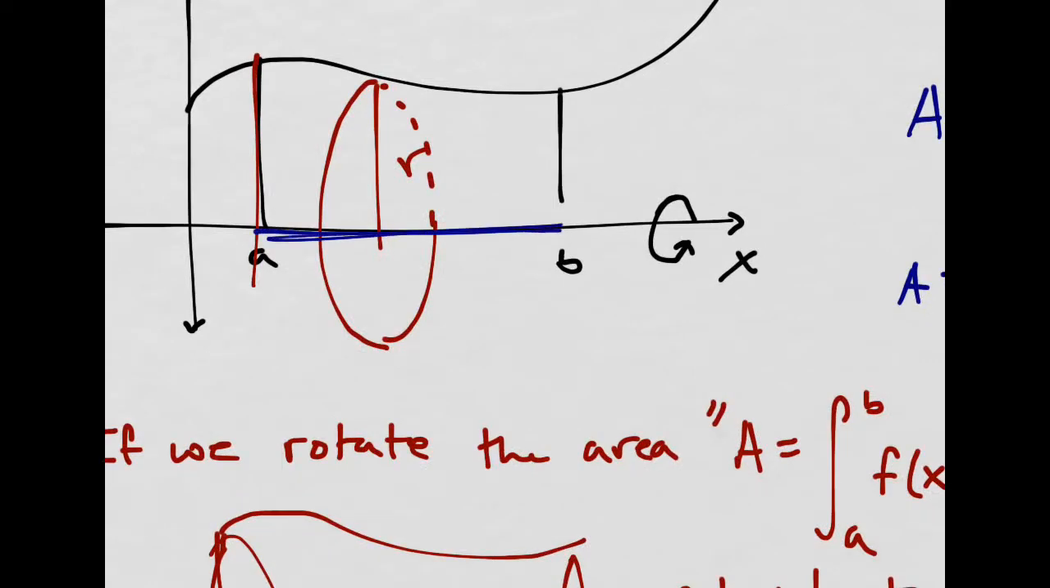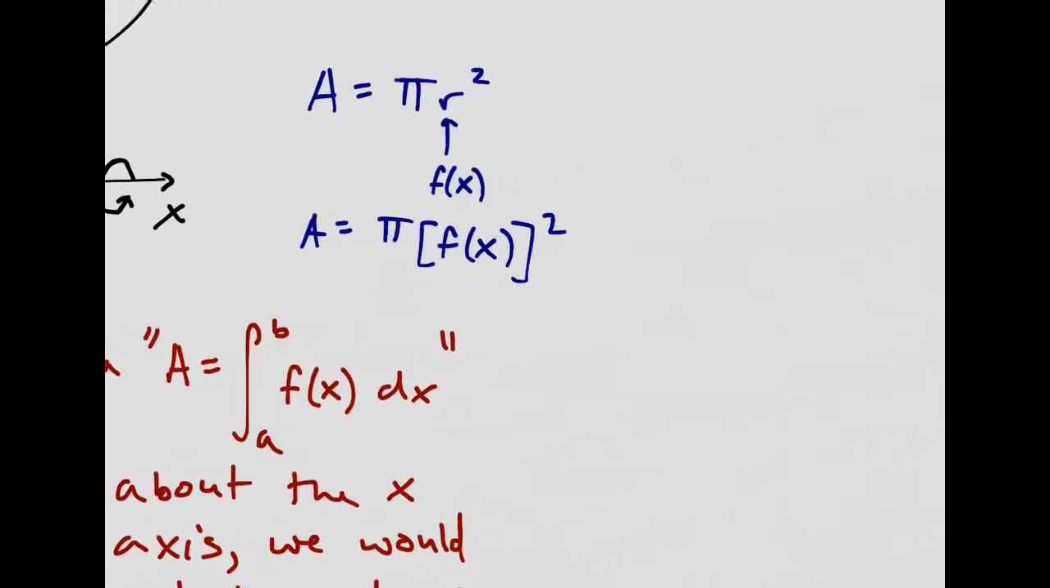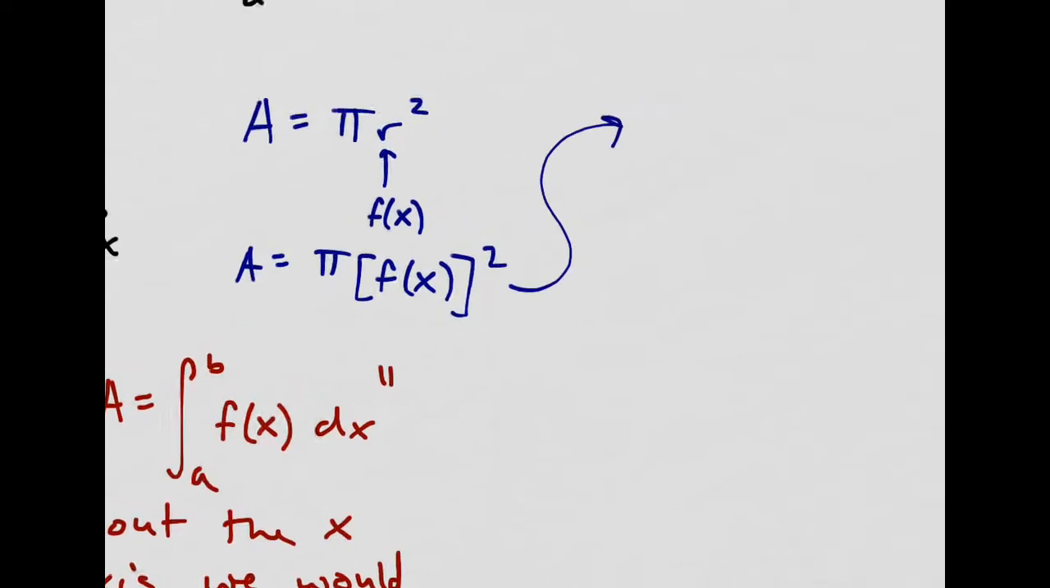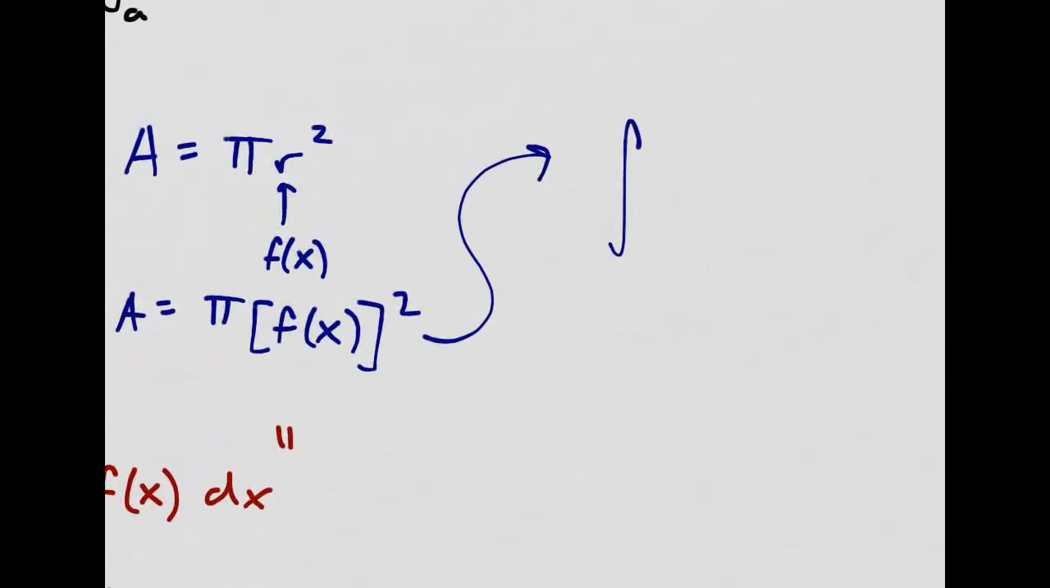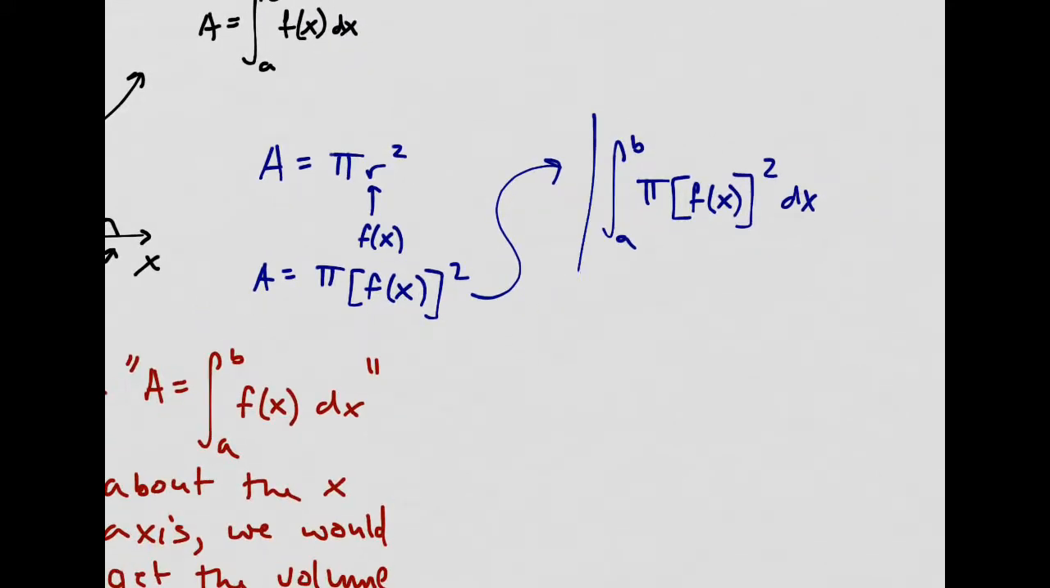So our formula to find the volume of a solid is like this. It is the integral from a to b, well, not capital A to B, of pi times whatever function we have, f of x, squared, with respect to x. There we go. That's our volume formula.